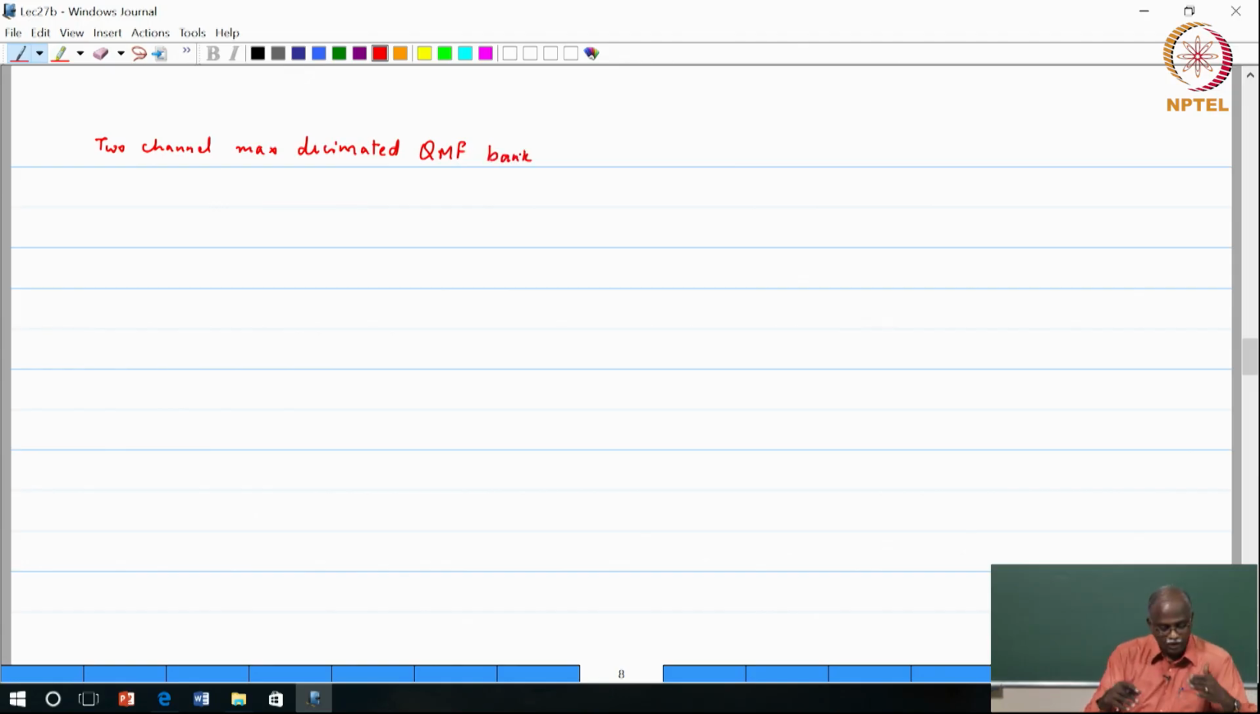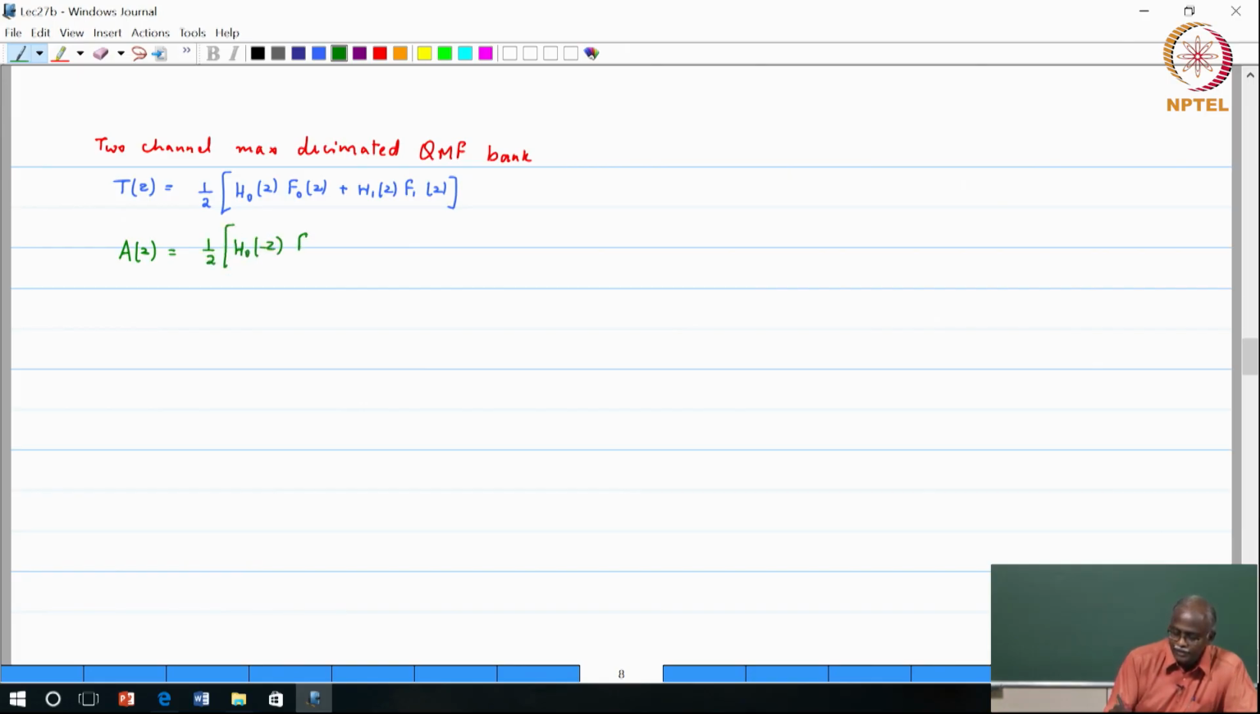Okay, so keep that structure in mind. So what we have is T of z, which is given by 1/2 of H naught of z F naught of z plus H1 of z F1 of z, and we have A of z, which is the transfer function of the aliasing term. It is 1/2 of H naught of minus z F naught of z plus H1 of minus z F1 of z. Okay, again this is nothing new, basically from the earlier result.